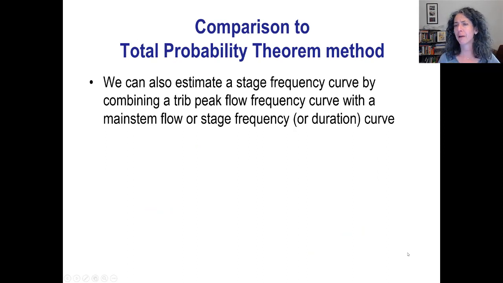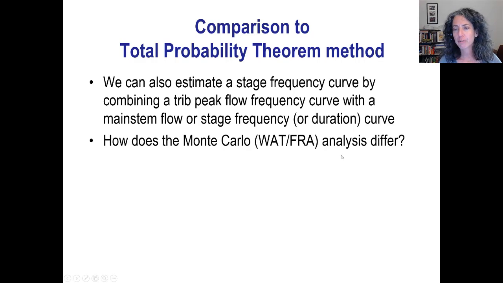So let's compare the total probability theorem method to the Monte Carlo simulation method, because we could have evaluated that same problem with the total probability theorem. The Monte Carlo, which I didn't mention, is analysis that we can do in HEC-WAT with the FRA computation, so the Watershed Analysis Tool with the Flood Risk Analysis computation option. How does that Monte Carlo analysis differ from the total probability theorem method?